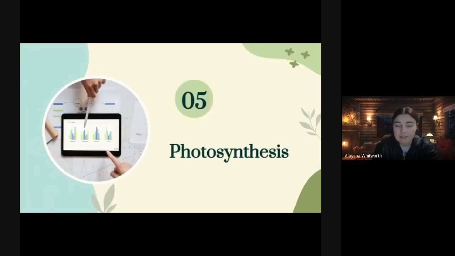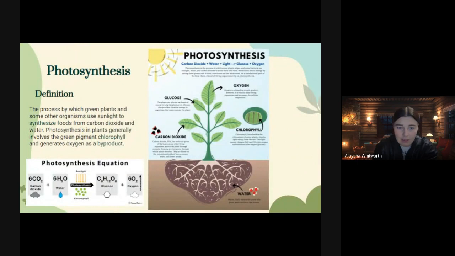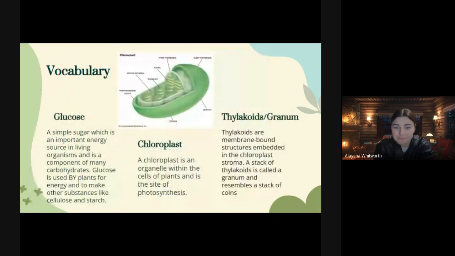Unit 5 was photosynthesis. The definition is the process by which green plants and some organisms use sunlight to synthesize food from carbon dioxide and water. Photosynthesis in plants generally involves a green pigment, chlorophyll, and generates oxygen as a byproduct, which is really good for us, and it also recycles carbon dioxide, which we breathe out. The equation's down below, and then there's a really good picture to the right.